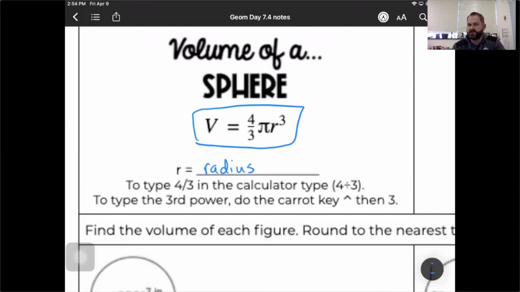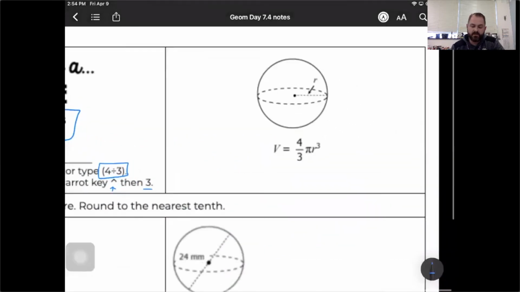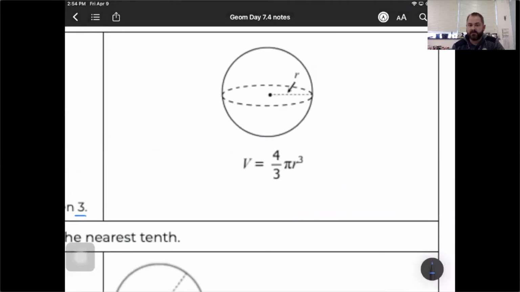So to enter 4/3 in your calculator, you could just type in parentheses 4 divided by 3 parentheses. Okay, that's the easiest way to enter that fraction in your calculator. To type in the 3rd power, you're going to use the caret key. Okay, it looks like a rooftop, and then type in a 3. That caret key raises anything to a power. So when you have to do your radius to the 3rd power, you're going to use that process, and I'll kind of show you and demonstrate that too. So this is what your volume of a sphere formula is, 4/3 pi r cubed.